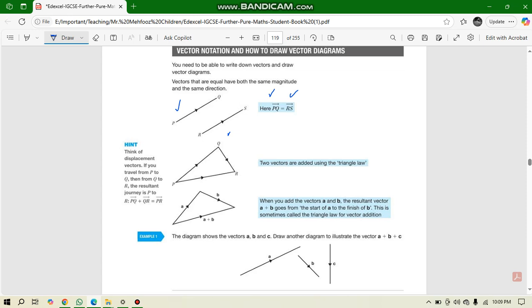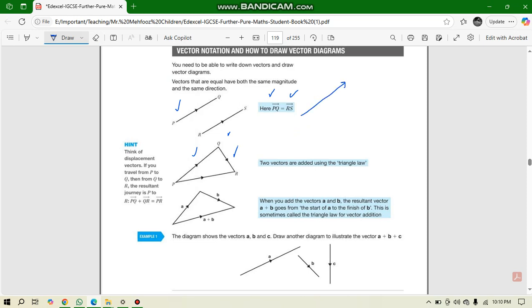Okay, next is two vectors are added using the triangle law. And what is the triangle law? Let's suppose this is vector PQ and this is vector QR, right? These are two vectors. If we are finding the sum of PQ and QR, that is equal to PR, right? So first of all, we use a single vector, that is PQ.